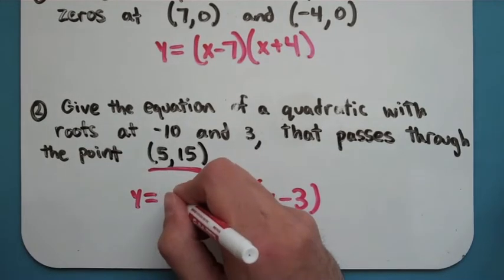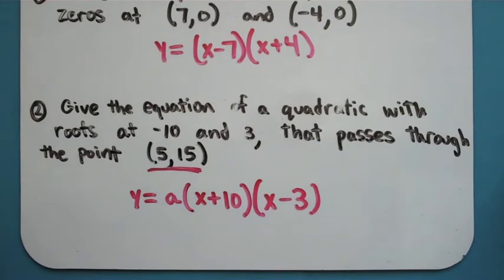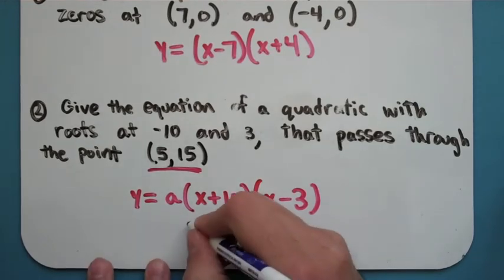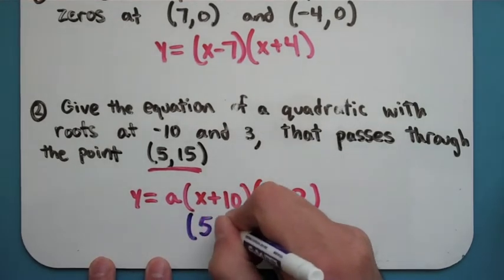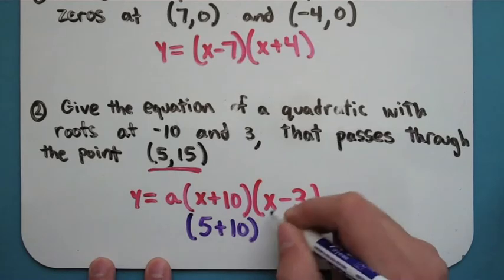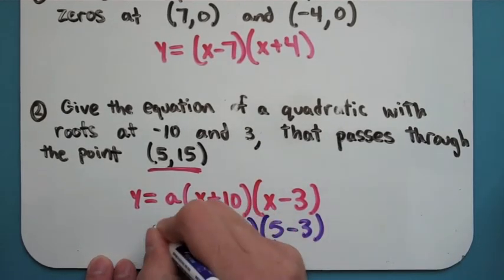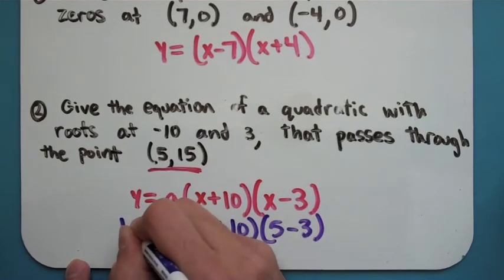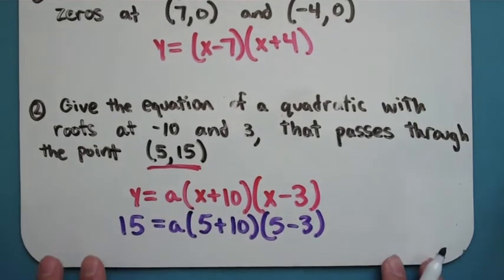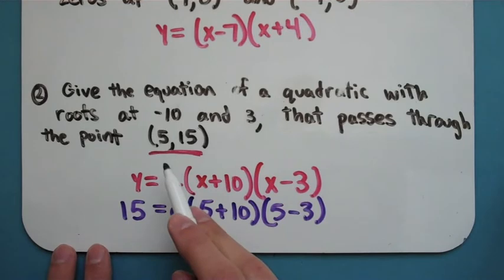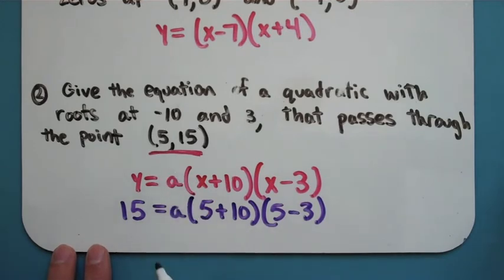So what I'm going to do is leave the letter a for my number out front because I don't know what it is yet. And I'm going to plug in a 5 for x like I'm supposed to, leaving my a, and I'm going to plug in a 15 for y like I'm supposed to. This is just a regular equation that you can solve now. If you plug in your points, we have the x, we have the y, we're just going to solve for a. It's the only variable left.